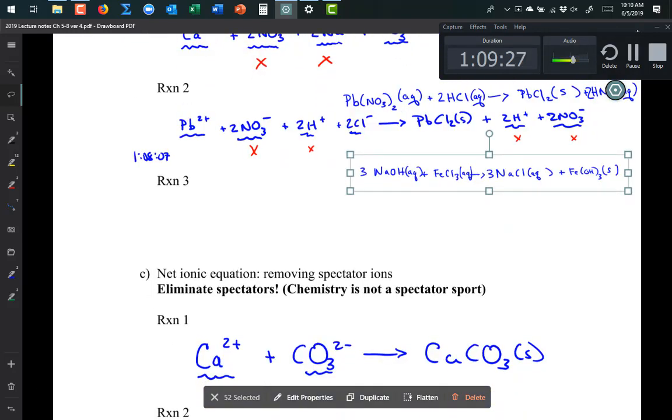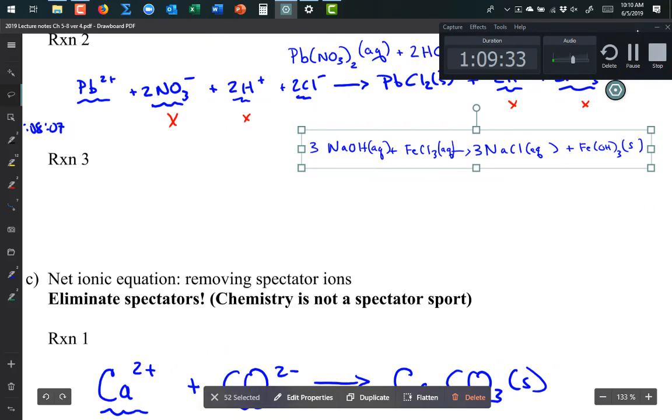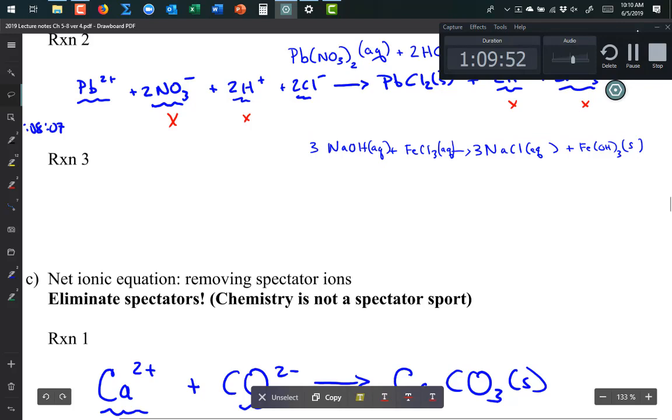So go ahead and write the total ionic equation. I try to zoom it in, make it a little bigger. Go ahead and write the total ionic equation and then do the net ionic equation underneath there. Need help? I'll come by.